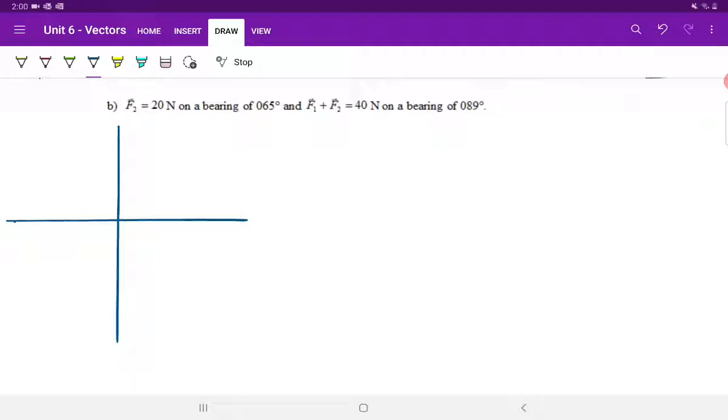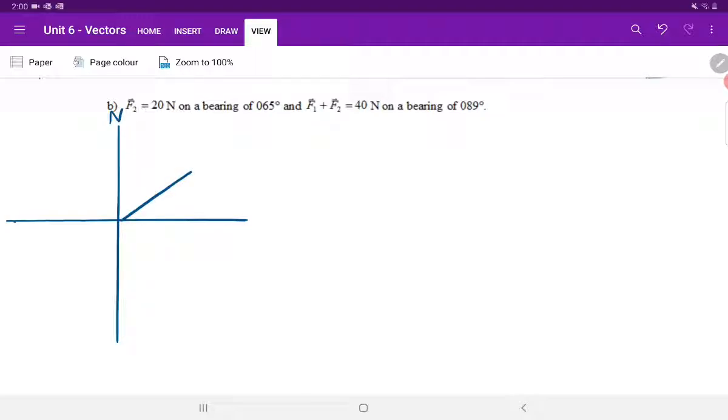F2 is 20 newtons on a bearing of 65. So 65, remember you're starting from the north line. And we're obviously going more than 45 here. And I'll draw my 20 newtons, maybe something along the lines of this.